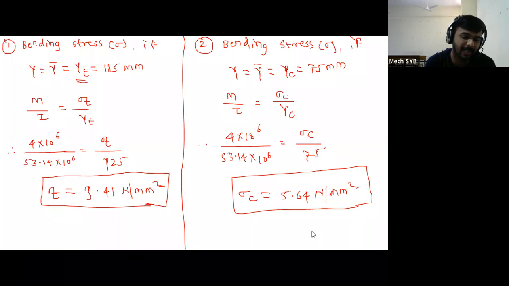One is for the unsymmetrical I section and the remaining two problems are for the T section. Have you understood?